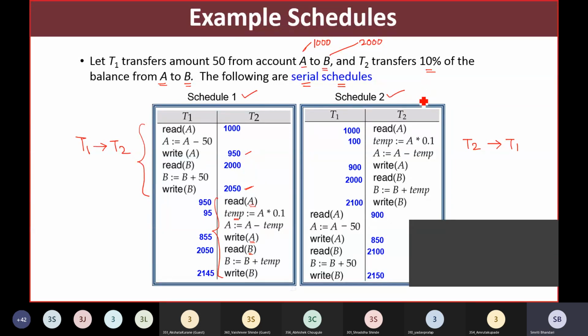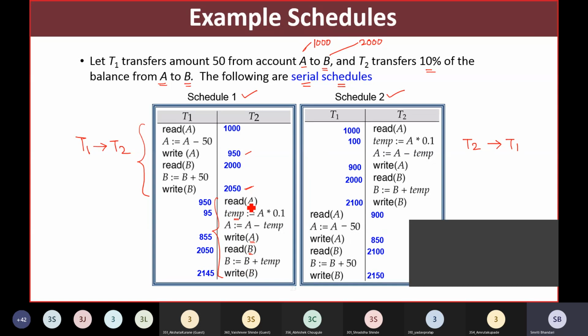So see here, this is a valid schedule, a serial schedule, and this is also a valid schedule, a serial schedule. Both are valid, so both are generating the consistent state of the database. And why am I saying this? Because see here, before executing this transaction, the summation of A and B was 3000. After executing this transaction, the summation of A and B is 3000.